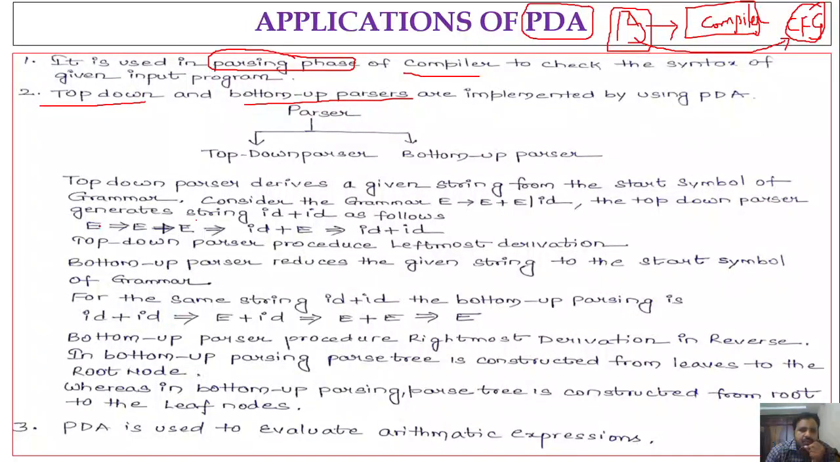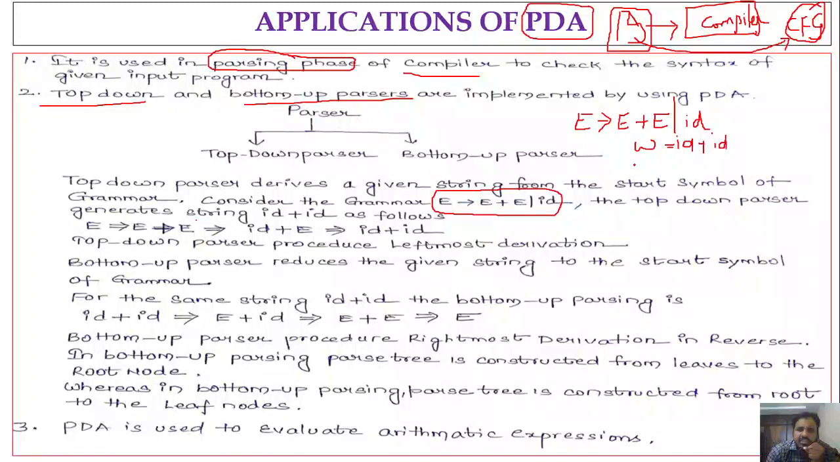So what is top down parsing? We already discussed derivation, right? What is derivation? It is generating the string by applying the grammar rules. For example, we have grammar rules like E denotes E plus E or id. So these are the grammar rules, right? I want to derive the string id plus id.